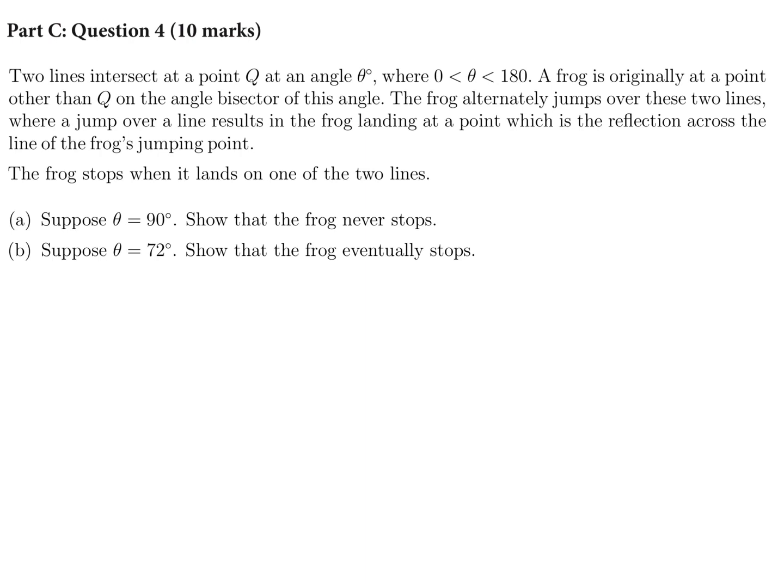The frog stops when it lands on one of the two lines. Suppose theta is 90, show that the frog never stops.